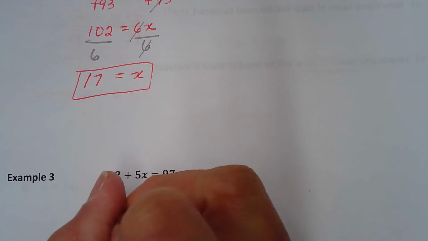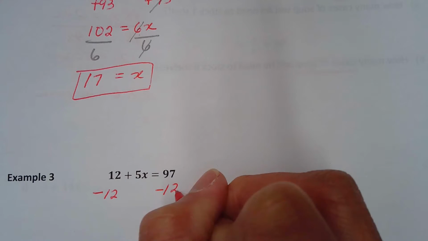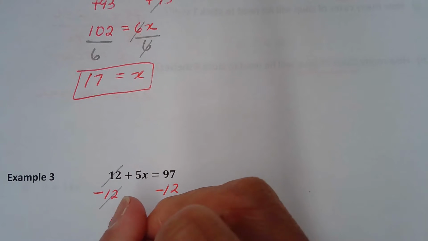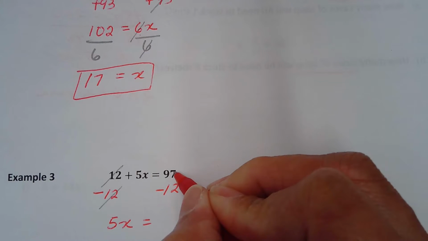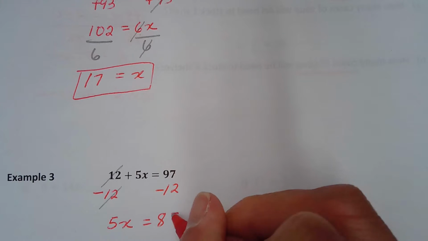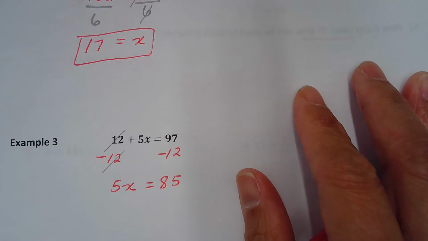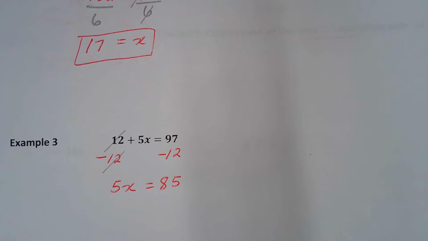Example 3. 12 plus 5x equals 97. What are we going to do first? Subtract 12. Okay. I actually really like what I'm hearing here. I can hear that you are getting acquainted with the process. Subtract 12. That's good. What remains on the left side is 5x. And then 97 minus 12, that's going to be 85. Okay, so 85. What are we going to do next?